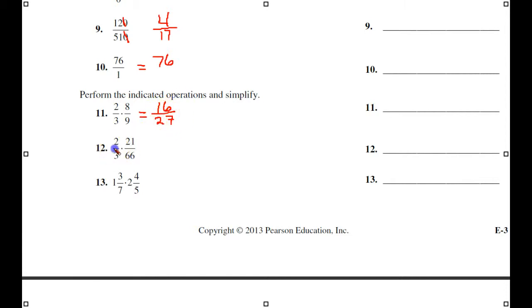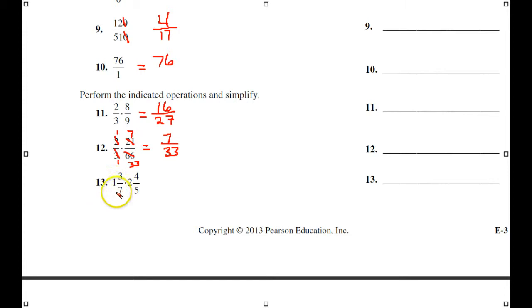Now here, 3 will go into there once, 3 will go into there 7 times, 2 will go into there once, 2 will go into there 33 times. So our product then will be 7 over 33.